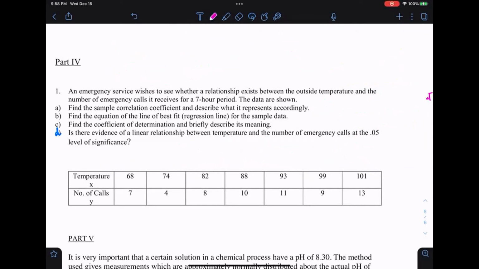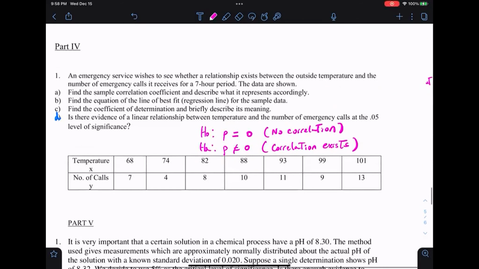So you have to do a hypothesis test here, right? So H naught will be rho equals 0, there's no relationship. In other words, no correlation. And the alternative hypothesis would be that there's a correlation, right? Correlation exists. So we need to find out if this is the case, so we need to do a test for that.